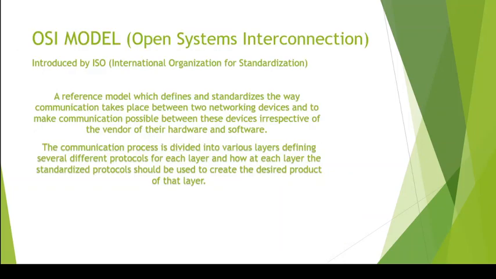So the OSI model is just a reference model which defines and standardizes the way communication takes place between two network devices, and makes communication possible between these devices, irrespective of their vendor, of the hardware or software. The communication process is also divided into various layers so that it is easy to define what is happening at each layer, and to make someone understand the basic process of communication. This was also used to teach how networking really takes place out there with the use of those protocols.